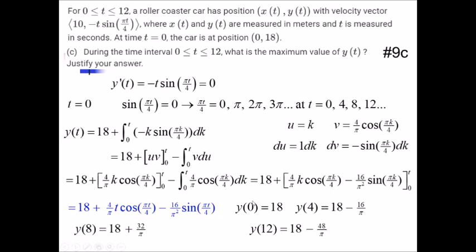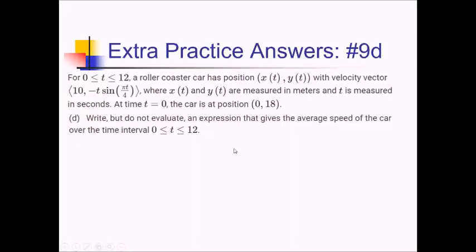So really it's down to 18 and 18 plus 32 over pi. I think we can also agree that if we have a choice between a number and the number plus another positive number, the second of those is going to be bigger, 18 plus 32 over pi. So this has got to be the max, and they were just asking for the max value, so we are done.